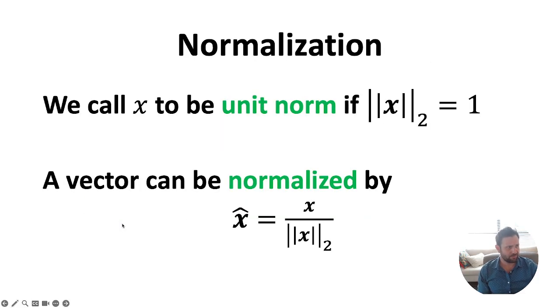So what do we do in normalization? Let's say x is unnormalized, meaning its L2 norm is not 1. If we want to make it 1, we just divide it by whatever norm it has. So x hat here becomes a normalized vector. We call x unit norm if its L2 norm is equal to 1.